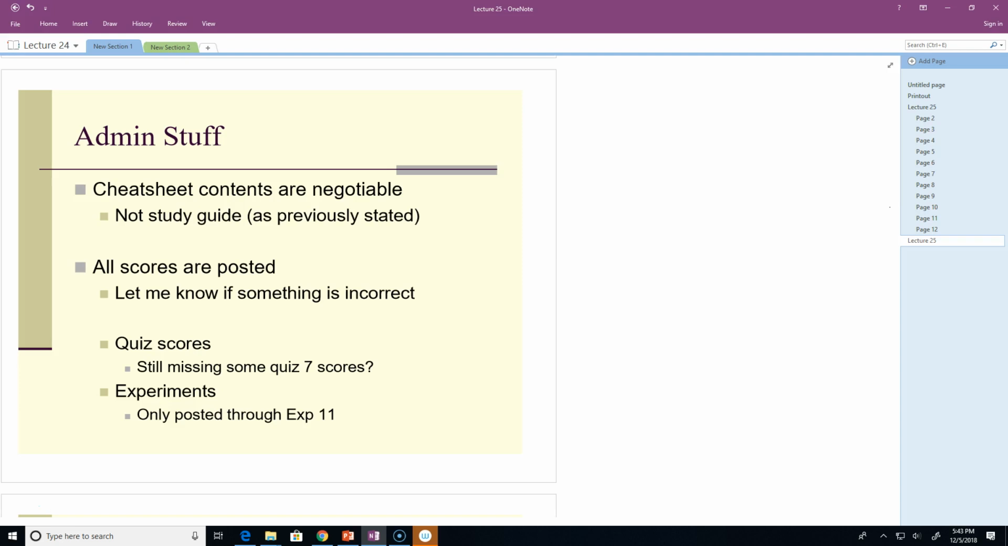Secondly, I've posted every score I have except for one person's score on quiz 7, which I'll fix tonight. Oh, and the experiments are only through experiment 11, so 12, 13, 14 are not recorded yet. I'm still thinking I'm missing a few quiz 7 scores, so if you took quiz 7, let me know. Like I said before, I forgot to record those before I handed them out. Just send me an email with your score on it. You don't need to send me a picture.